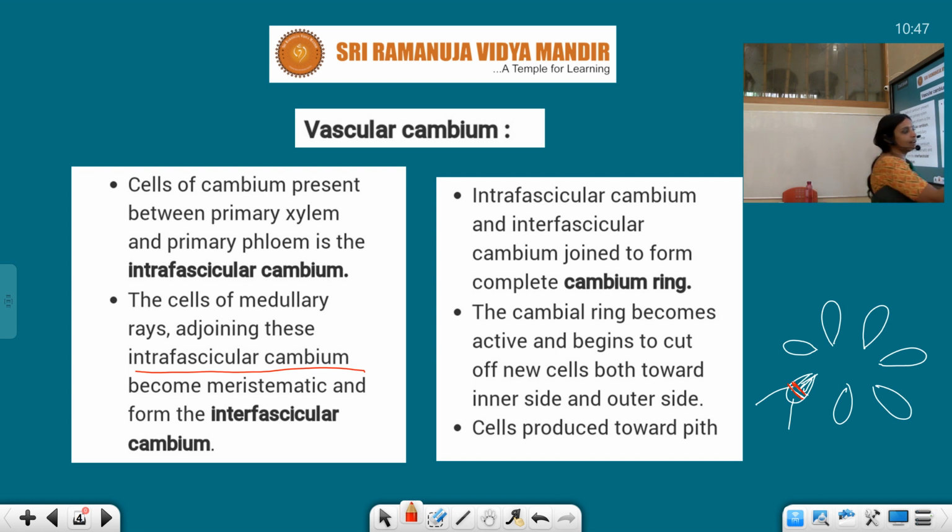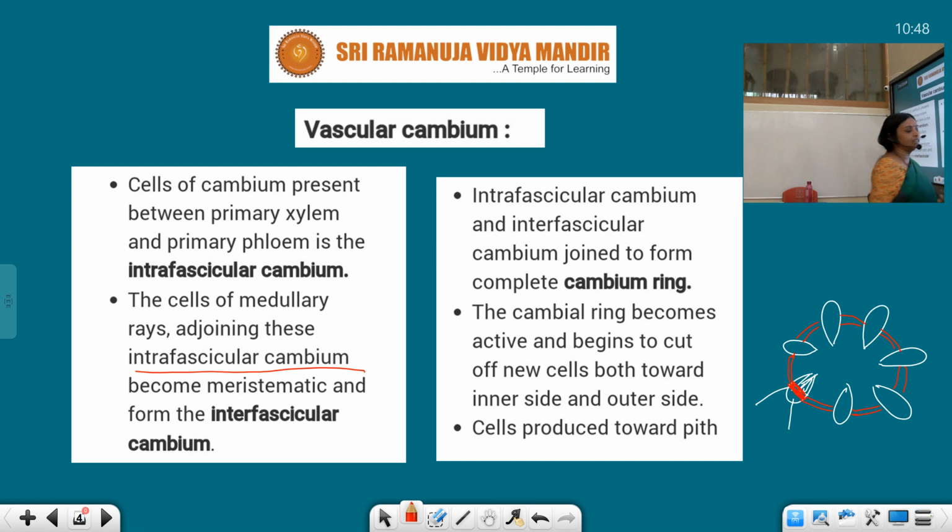Actually, cambium is meristematic tissue. So it becomes active, and the function of meristematic tissue is to divide. So this intrafascicular cambium undergoes division and forms interfascicular cambium. So where is it? This is intrafascicular, and this part undergoes division and forms interfascicular cambium. I think you understood what is intrafascicular and what is interfascicular.